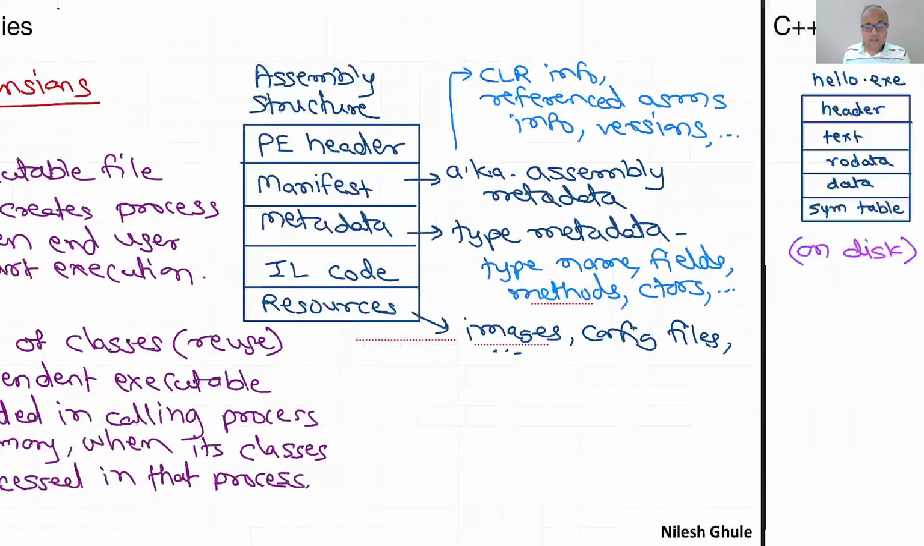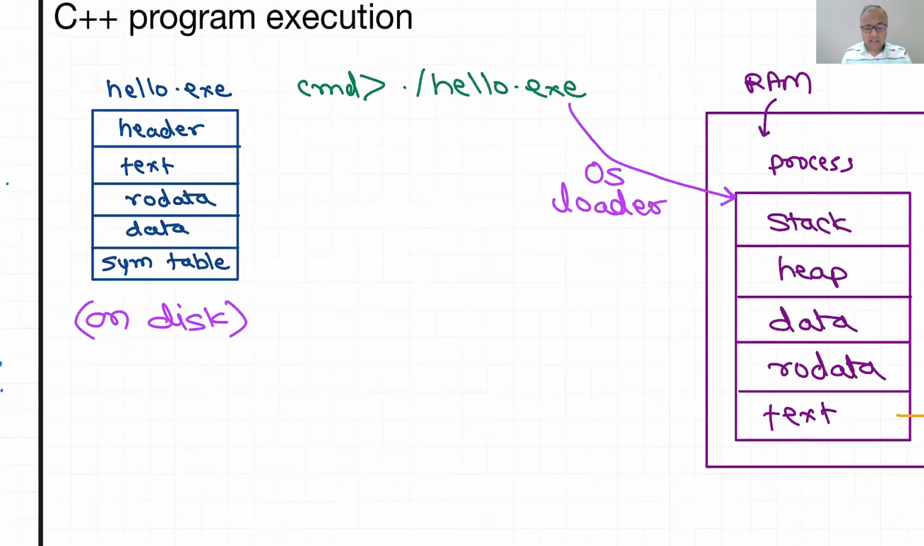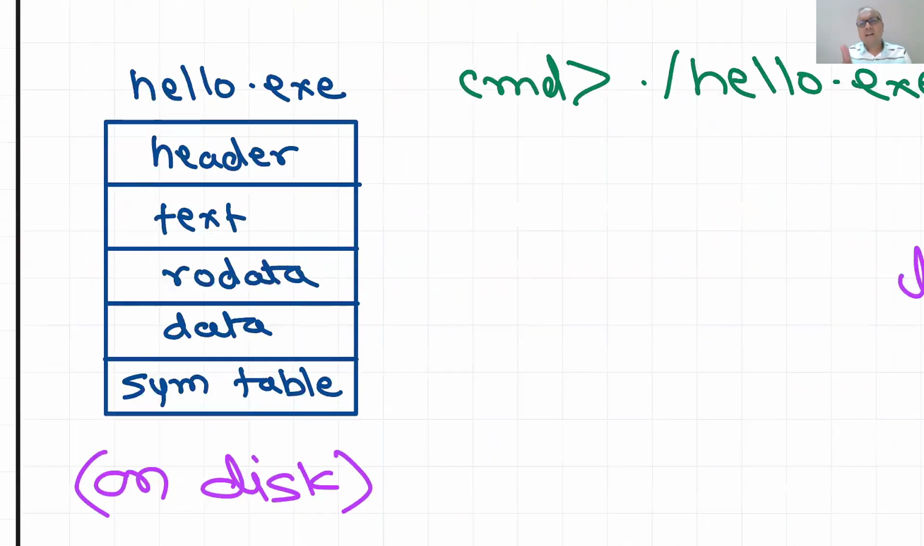So there we go. This is about C++ program execution. As I said that in C++, we can create some .c, .cpp file, we compile it, and we create .exe. This .exe has got multiple sections. Again, if you're on Windows, then it is a PE header, then it is a text section containing the machine level code, read-only data section, and symbol table, which gives the information about your variables and functions. Now, this hello.exe is created by your compiler and linker and stored on the disk.